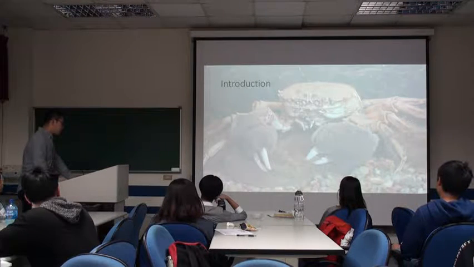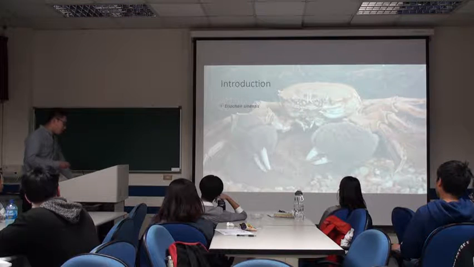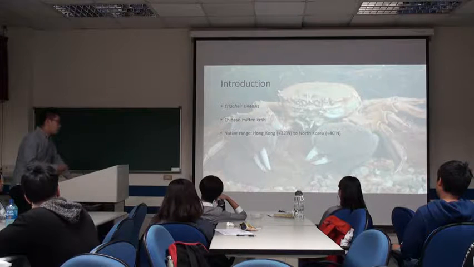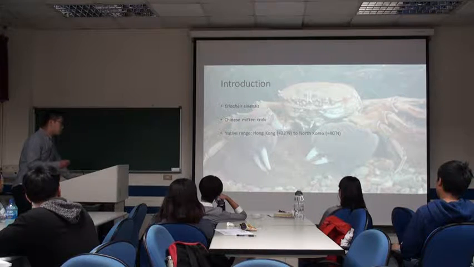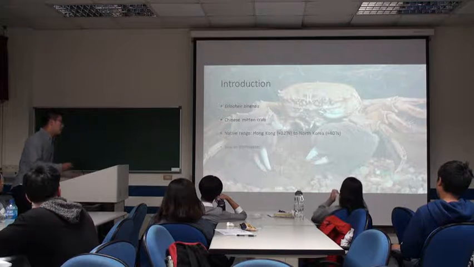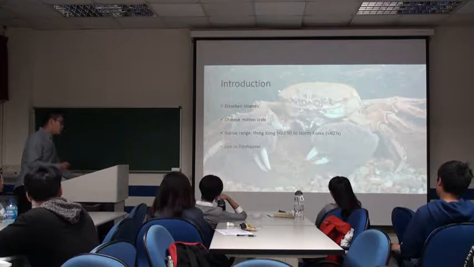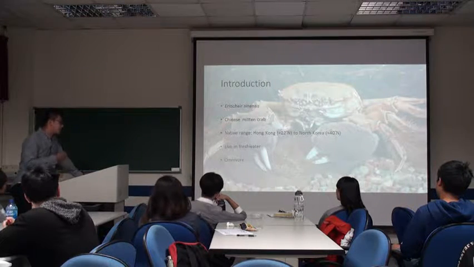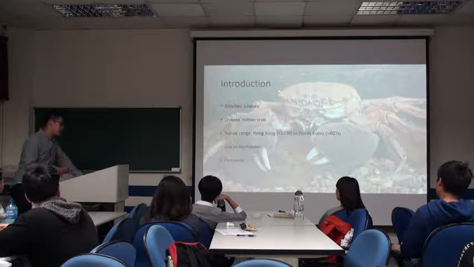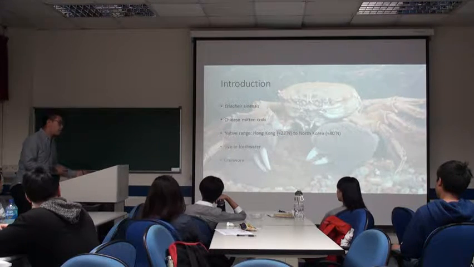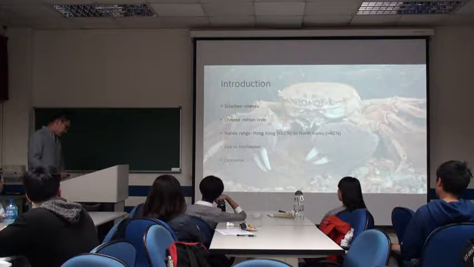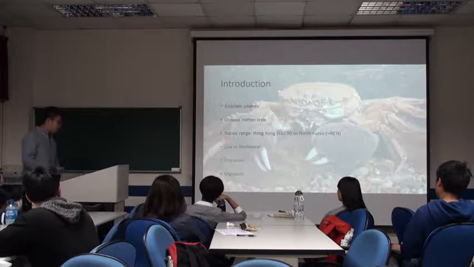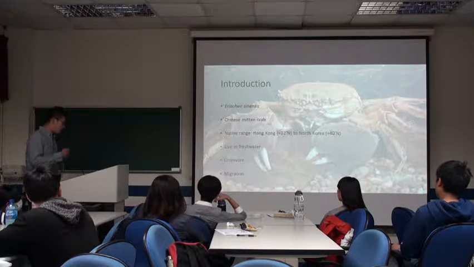Okay, let's come to the introduction part. Eriocheir sinensis, which we call Chinese mitten crab, has a native range from south of Hong Kong to north of North Korea. They live in fresh waters in Asia. It's an omnivore animal, which means the crabs eat anything they can eat, for example plants, animal bodies, even a smaller crab. And it has migration behavior. I'll show you the migration of the crab.